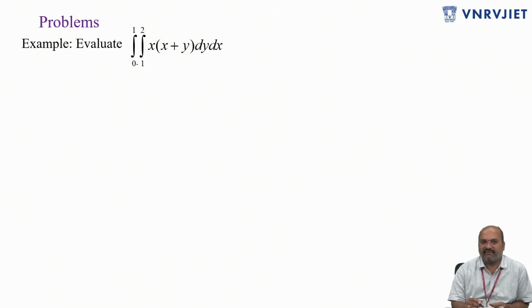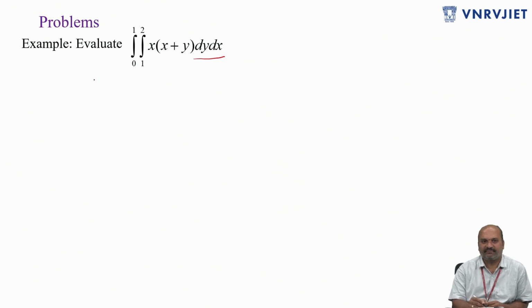But how to identify that? Which are the limits of which variable? That is, 0 to 1, do these limits correspond to x or y? 1 to 2, does this correspond to limits of variable x or y? In such a case, if you are unable to identify, follow this order of integration. So here dy dx means inner integral limits are y limits, outer integral limits are x limits.